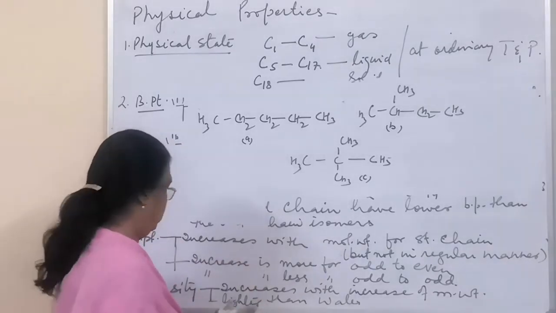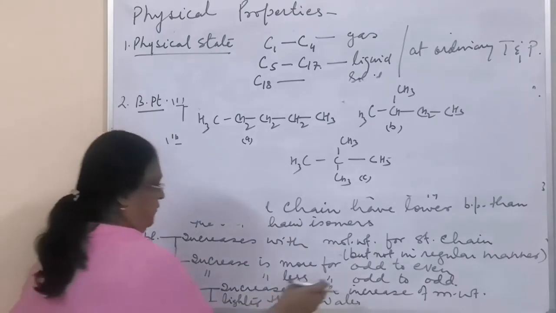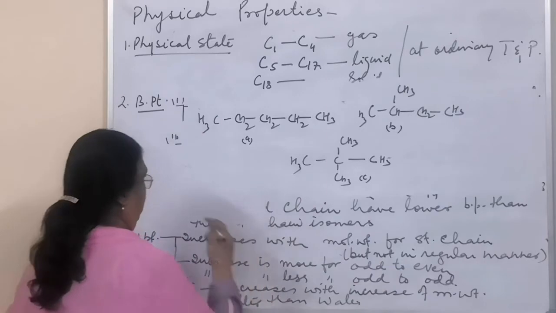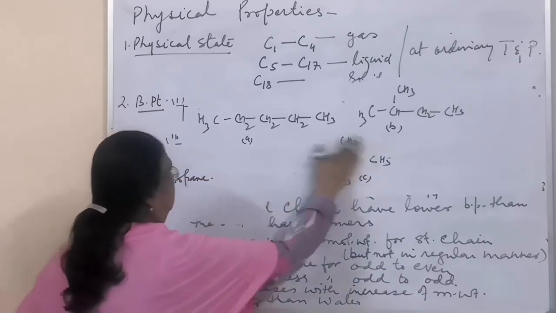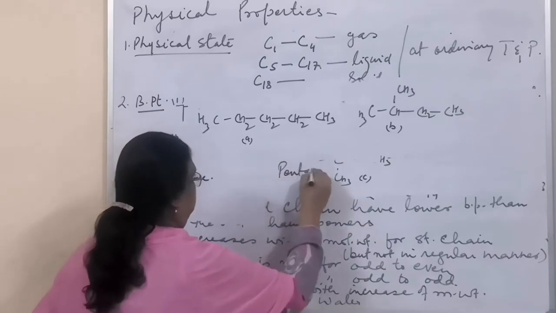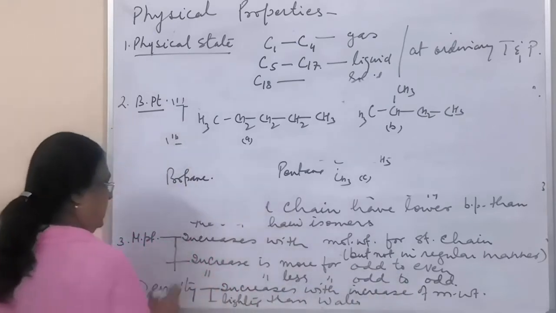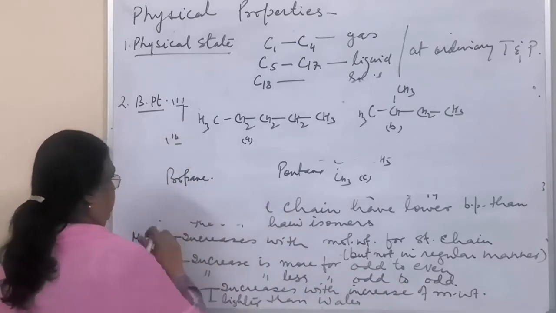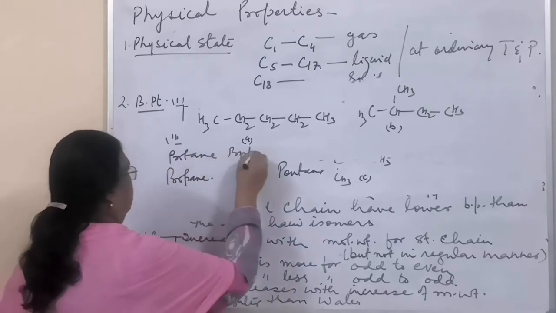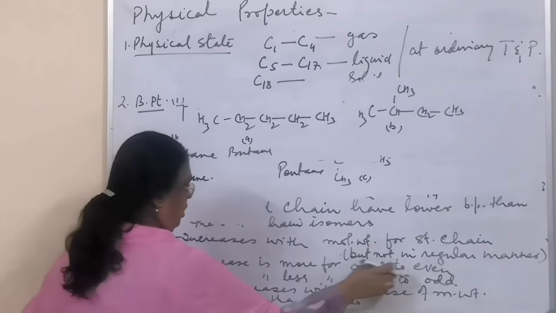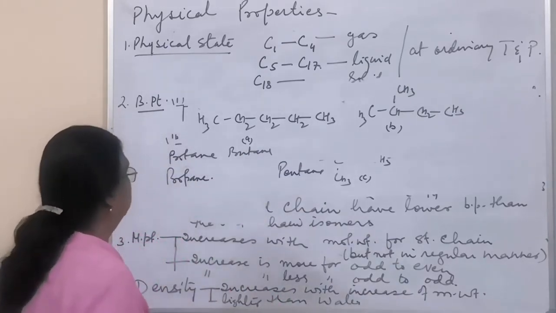If you go from odd to even, then the melting point increases more. But when you go from one odd to another odd, like propane and then pentane, the increase in melting point is less. But when you go from propane to butane, that is from odd to even, then it increases more.